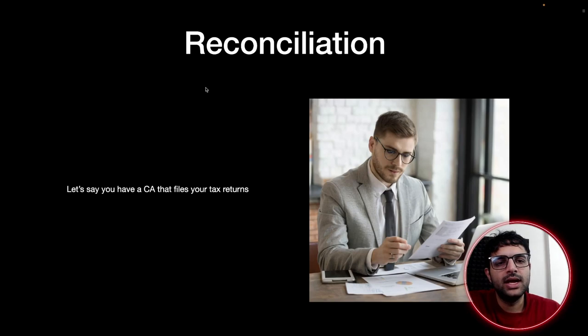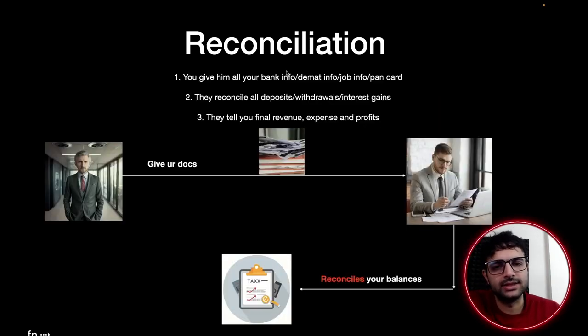Let's begin with reconciliation. Let's say that you have a CA that files your taxes. Pretty common thing to do, maybe not for you because you're broke, haha. But for most people, as you go into the real world, you have some income, you need to file taxes. A lot of times you hire a CA, a chartered accountant, to take care of your taxes. How does that whole process look like? It looks something like this. You give him all your bank information, your PAN card, your DMAT information.